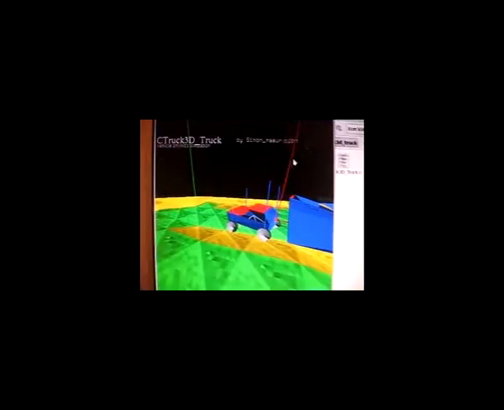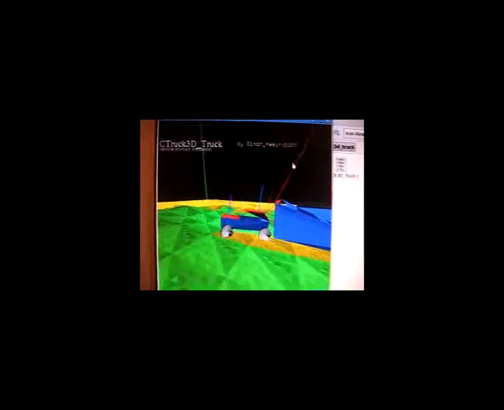I would like to present you the new version of the CTruck3D series. This is the CTruck3D truck. Well, first of all, let me show you the game and then explain how the previous version worked, in which there was no rigid joint that keeps the trailer and the car together.